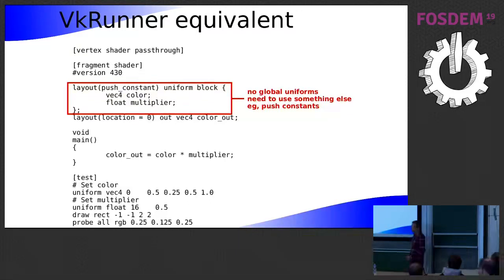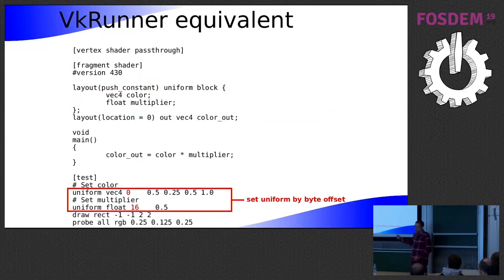And so once these are compiled and given to the driver, it won't let you query the names, as I was saying. So to set the value in the test commands, instead of using the names, we set them using the offsets into the uniform block. And that's also incidentally the same as what happens when using SPIR-V on OpenGL.